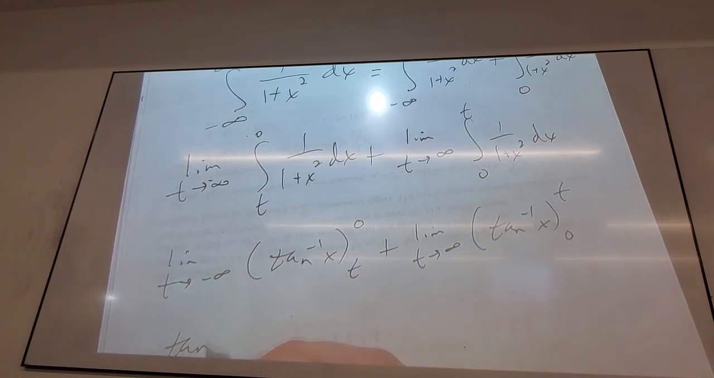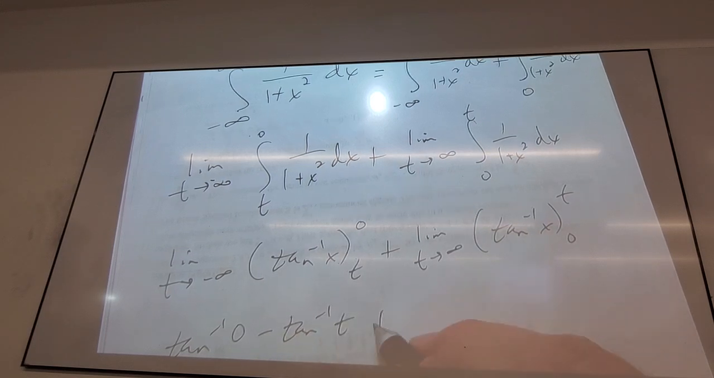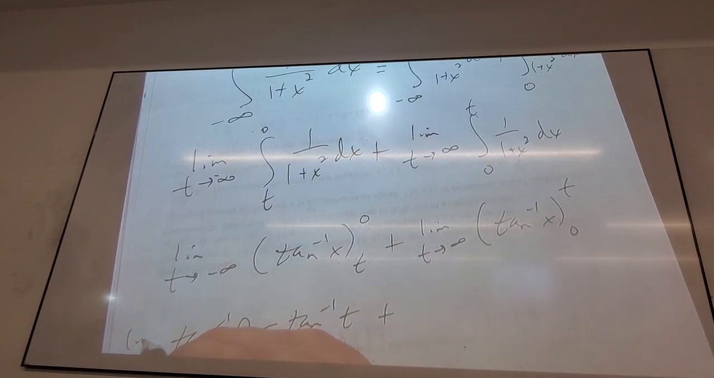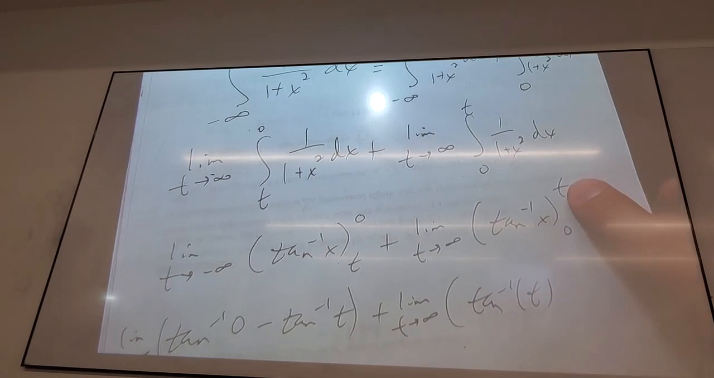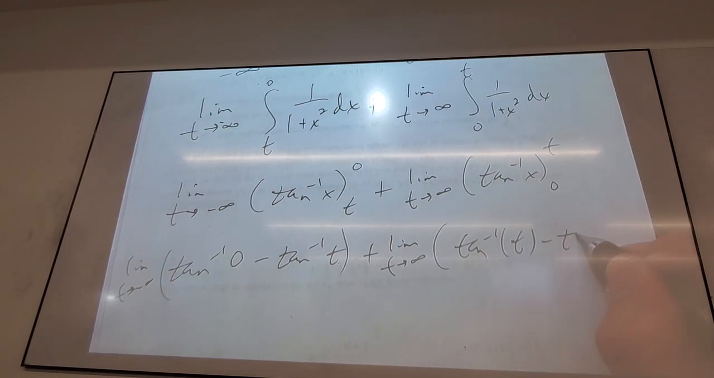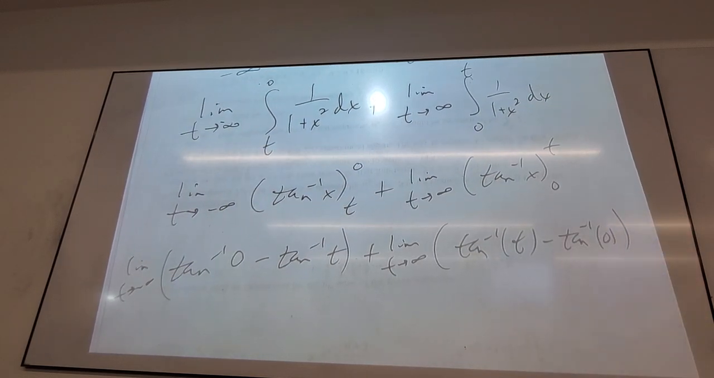So what do you get when you plug a 0 in? Here, let's just write it out. Inverse tangent of 0 minus inverse tangent of t, and that's the limit as t goes to negative infinity. Limit as t goes to infinity of inverse tangent of t minus inverse tangent of 0. Now, what is the inverse tangent of 0? That shows up a couple times.